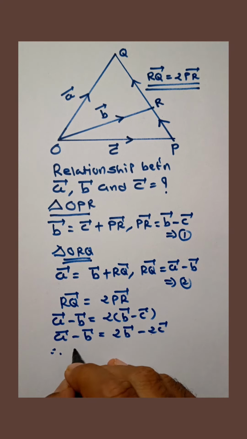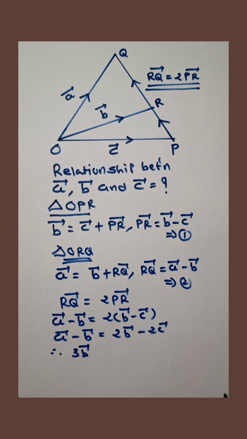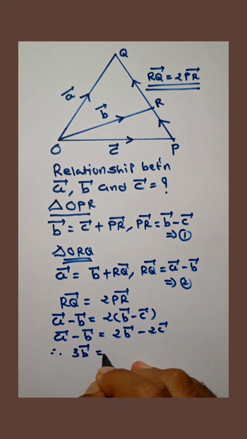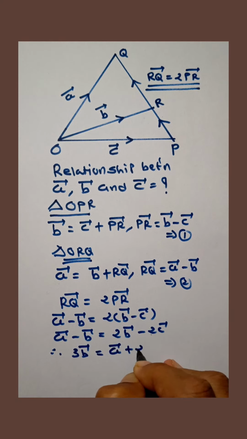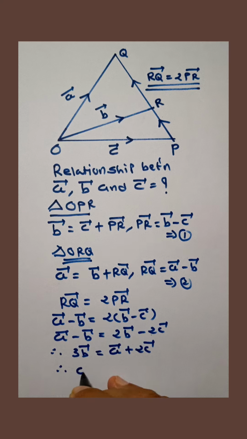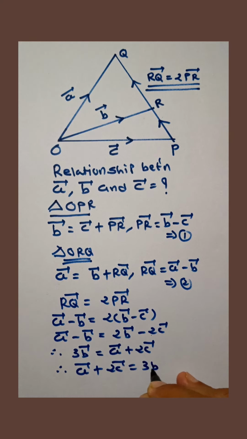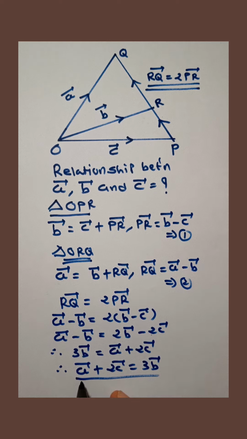2B plus B, that is 3B. 3B vector is equal to A vector plus 2C vector. Or you can write A vector plus 2C vector is equal to 3B vector. It is the relation between A vector, B vector and C vector.